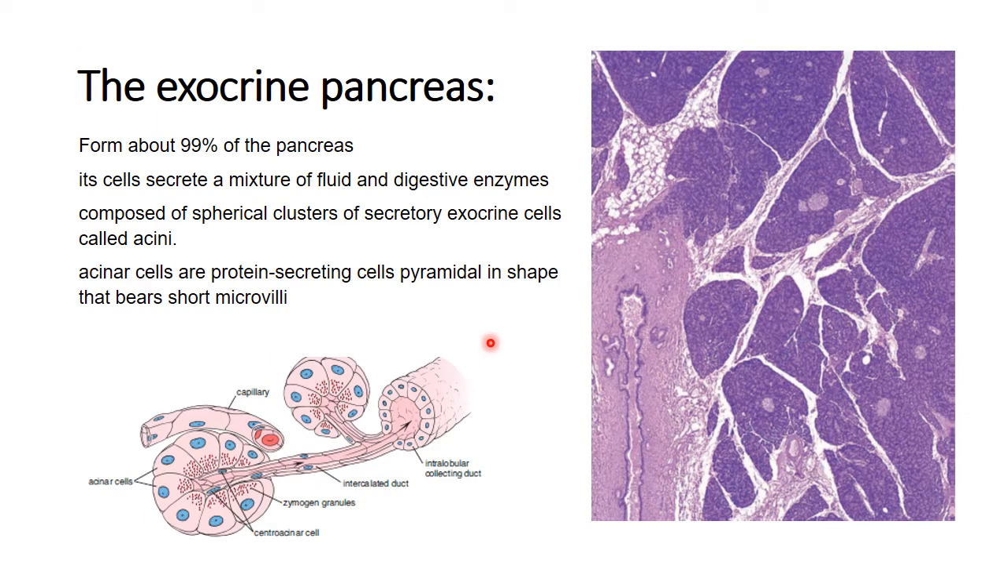The majority of the pancreas is an exocrine part that forms about 99% of the pancreas. The cells of this exocrine pancreas secrete a mixture of fluid and digestive enzymes, and collectively they are known as pancreatic juice, such as proteases, amylases, lipases, nucleases, different digestive enzymes. The proteases are secreted as inactive forms, such as trypsinogen, chymotrypsinogen, and others.